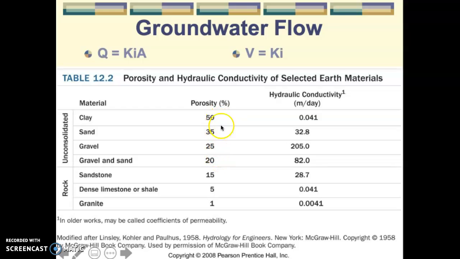You'll notice over here on the porosity side, clay can be 50% open space, and yet with this low hydraulic conductivity, that's telling us those open spaces are not connected, which makes it very difficult for the water to flow through that material. So it's important to understand the difference between porosity, which is your open space, and the conductivity or the permeability measurement, which is the connections between those open spaces.